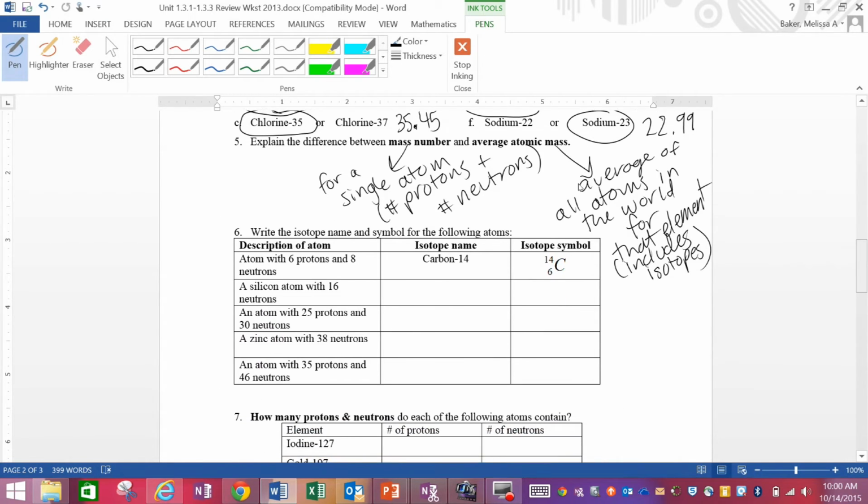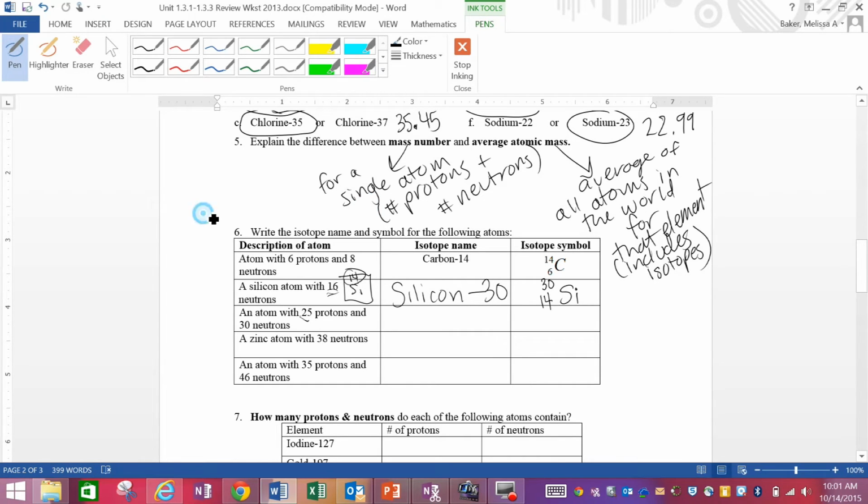Okay, then we've got a table. It's important you know how to write isotope names and symbols. So silicon, look up its number on the periodic table. It's number 14. So how would you name this? Silicon dash, you name it after its mass. So we got to figure out its mass. 14 protons, 16 neutrons. That adds to 30. Then for the symbol, you always put the mass in the upper left corner and the atomic number in the lower left.